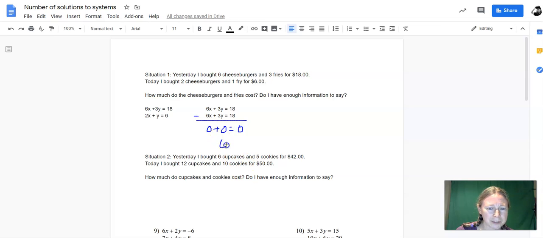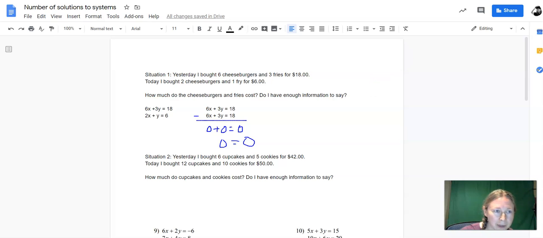I mean, of course, 0 is equal to 0. Like, what else would it be? But it doesn't seem like I have enough information to be able to actually say how much these things cost. So we could go through this using another strategy like substitution, but let's maybe check this with graphing just to see what's going on there.